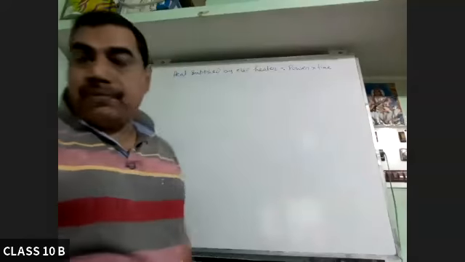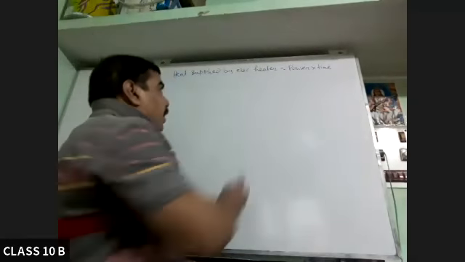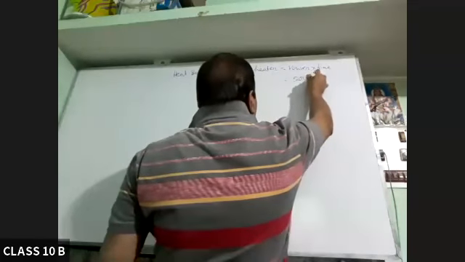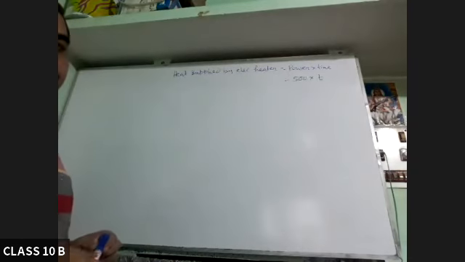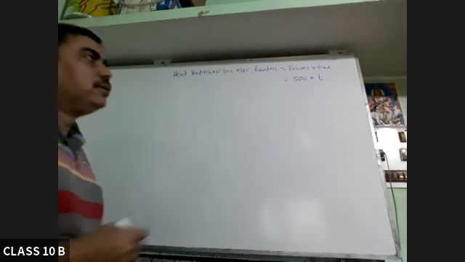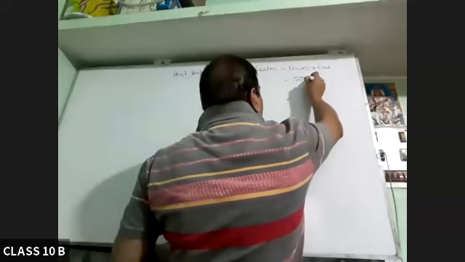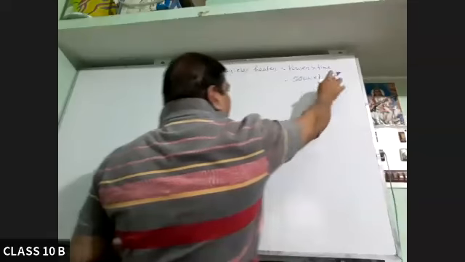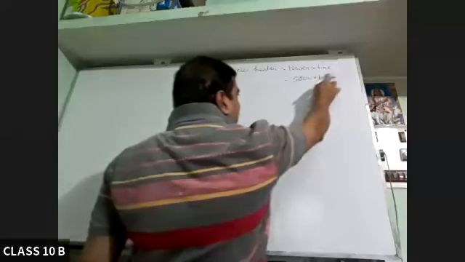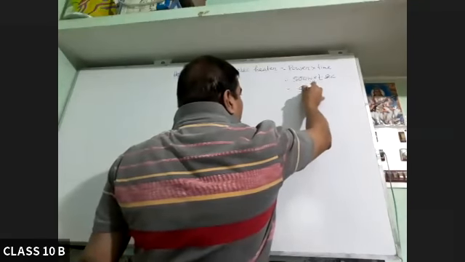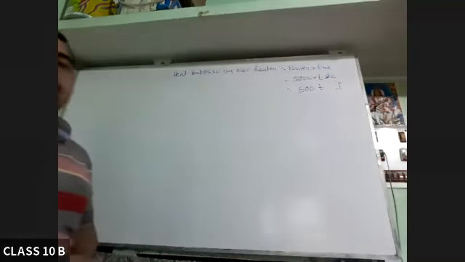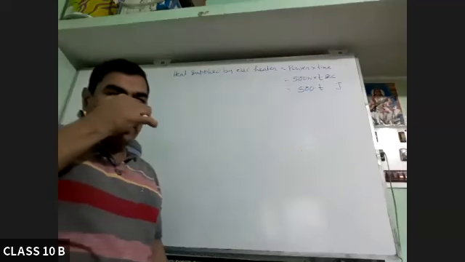So power is given, 500 watts, and time we have to find. So 500 watt into T. Watt means joule per second. So this is 500 watt and time we are taking in seconds. Watt means joule per second, seconds cancel, so this will become 500 into T. This we have taken in joule. So this much heat is supplied by the heater.